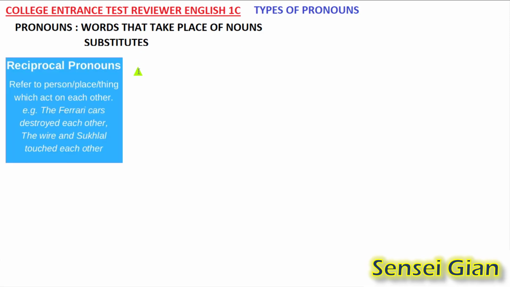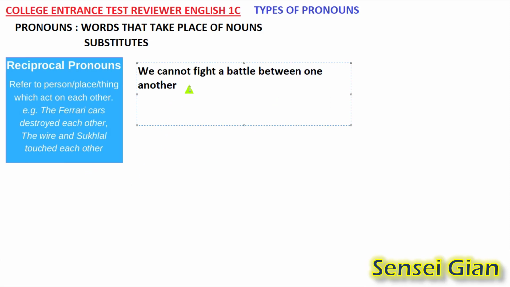How about reciprocal pronouns? They are the pronouns that act on one another, on each other. An example is, we cannot fight a battle between one another. "One another" here is an example of reciprocal pronouns because we are fighting a battle, me against you, you against me. So that's one another, each other. Those are reciprocal pronouns, and they are not commonly shown in quizzes, but I thought this deserves to be given here since we are studying pronouns.